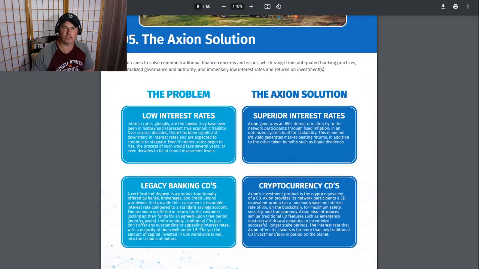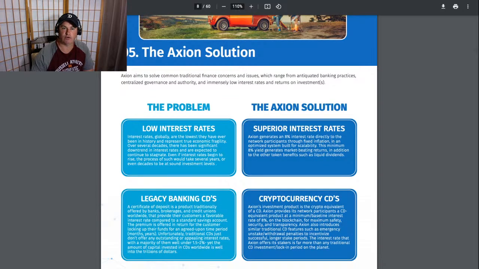All right, so the Axion Solution, number 5. Axion aims to solve common traditional finance concerns and issues, which range from antiquated banking practices, and we all get frustrated with banks, right? Centralized governance and authority, and immensely low interest rates and returns on investment. Interest rates at the moment for a standard certificate deposit or term deposit are like 0.3% in some places. They're very low. So Axion offers you a minimum of 8% inflation plus the dividends from the auctions that we run every day. So pretty neat.